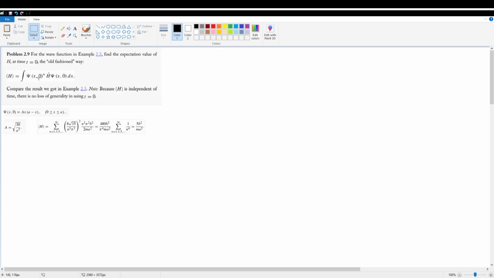This is the original method that we use to find the expectation value of things, where we said that the expectation value of any operator Q would be equal to the integral of psi star multiplied by the operator Q hat acting on psi, dx.